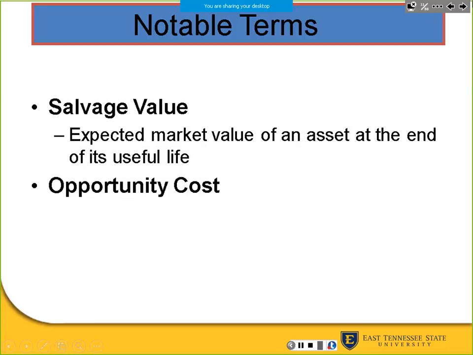life. We know a machine is going to have a useful life of maybe 10 years before it's either outdated or it needs to be replaced, or we've done so much preventive maintenance on it that it's just time to replace it because it's not worth the payment we're paying to repair it. So salvage value is going to be what the market value is at the end of the useful life of that particular asset.